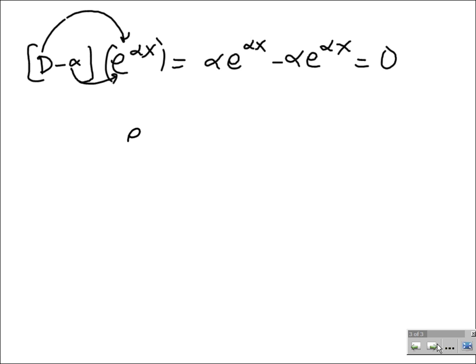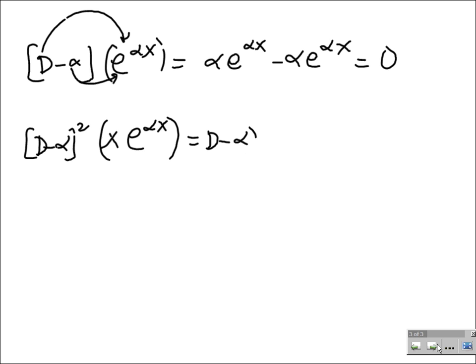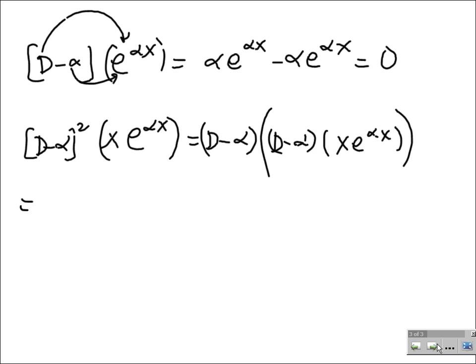Now, what if I have e to the ax, I put an x in front of it? Well, then I claim that you do d minus a 2 times. That is d minus a of d minus a on that function. Have to do d minus a twice. So here's the d minus a we're going to do the second time. And again, I should be using those closed brackets. Sorry about that.